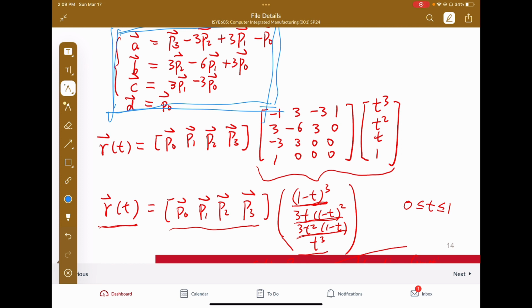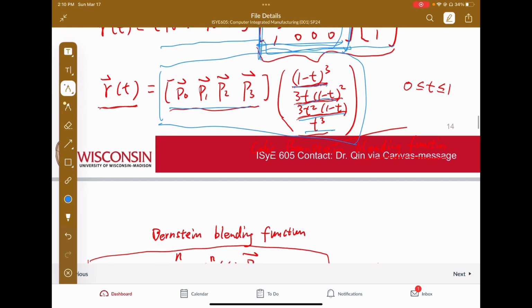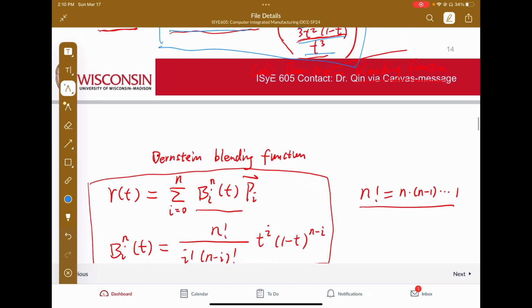We have this type for the Bezier. So you need to know that for the third order, which is the highest order here, it's always the same matrix for the cubic. And after that, we can get this. So this is another format to get the curve for the Bezier curve.